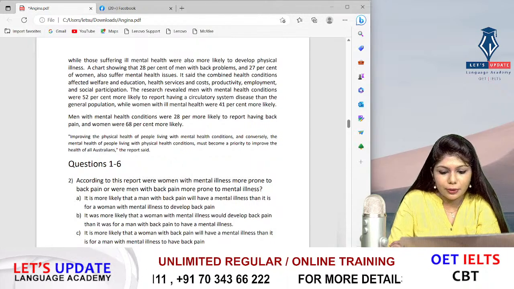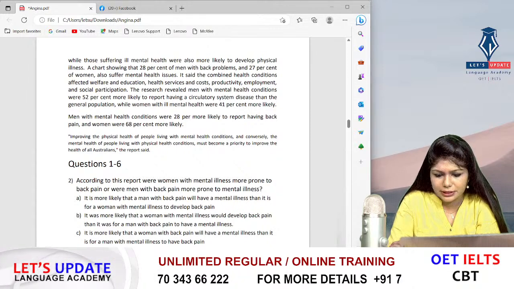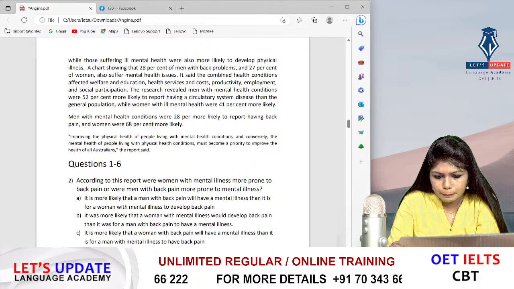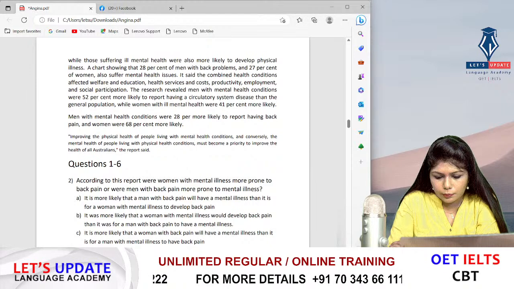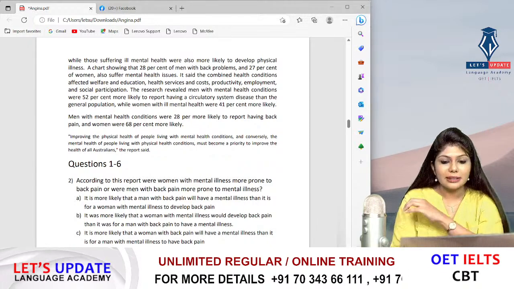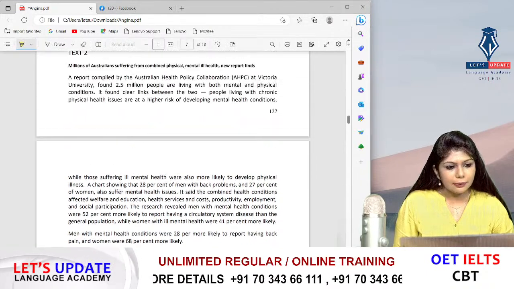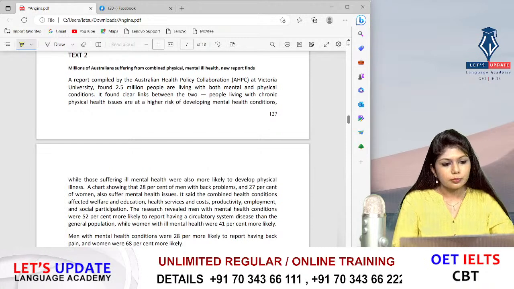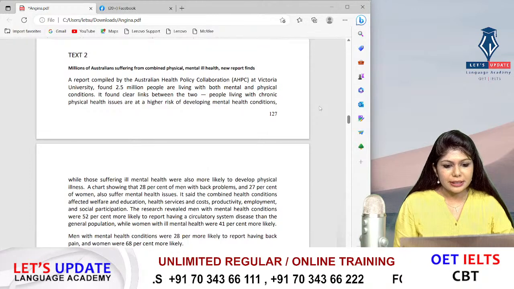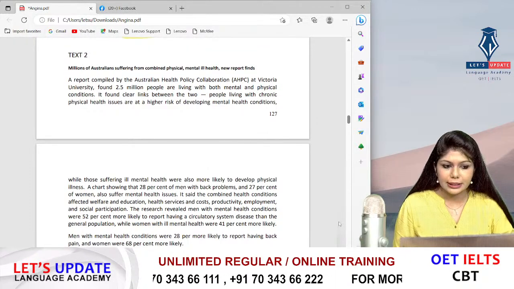Reshma Verghese has responded with C, Amalraj Binoy with C, Jinsi Pappy with C. Okay, so now let's read this extract first, and then we'll discuss the answer. So, a report compiled by the Australian Health Policy Collaboration HPC at Victoria University found 2.5 million people are living with both mental and physical conditions.